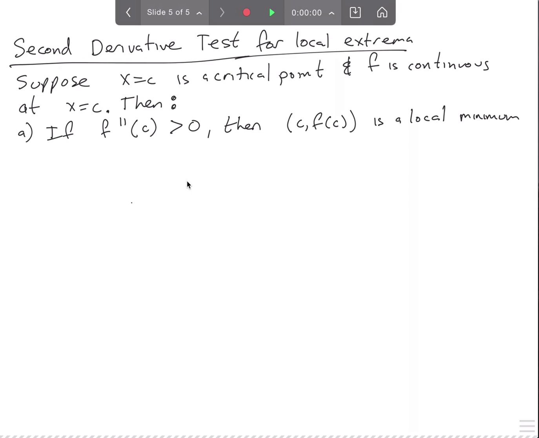So if the second derivative at c is negative, well, what would that mean? That means you have a critical point, and then it would be a maximum, right? Because it's concave down. So then c, f of c is a local max.